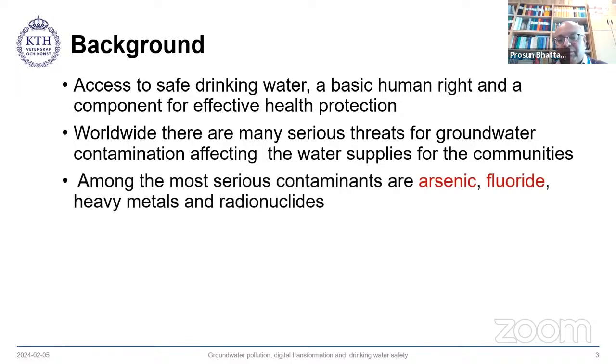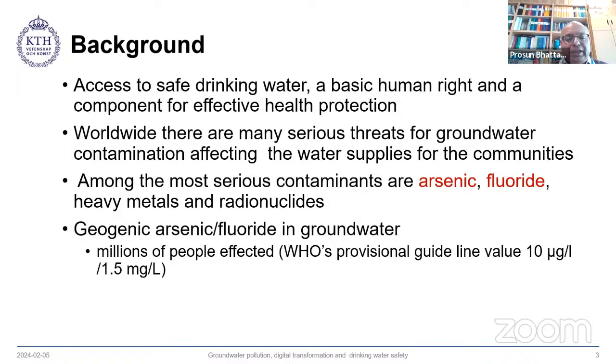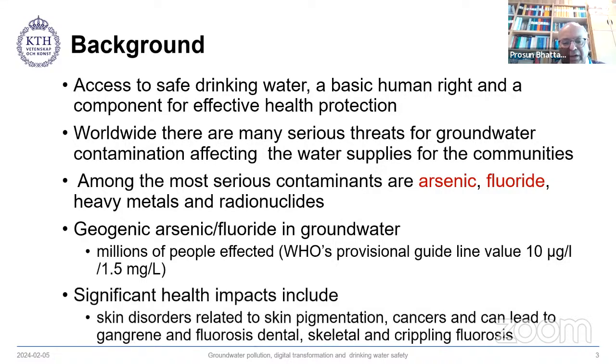Among them, what are the most important contaminants? What we see today is arsenic and fluoride and different other heavy metals, which are also called potentially toxic elements, PTEs, including different new radionuclides. Geogenic arsenic and fluoride surpass all other contaminants and affect millions of people. The guideline is 10 micrograms per liter for arsenic and 1.5 milligrams per liter for fluoride. And of course, there are significant health impacts, of which a couple of figure diagrams were just shown during his talk.